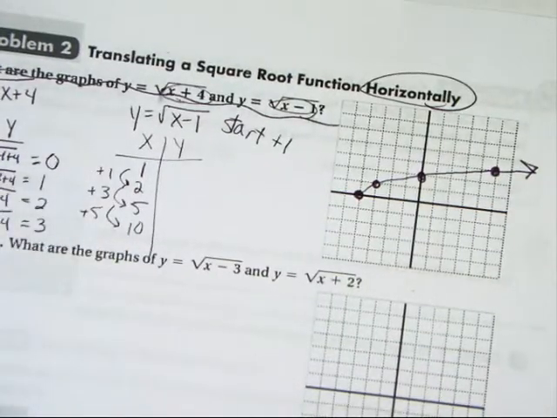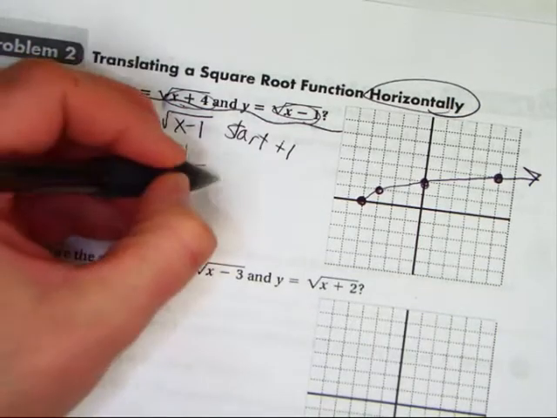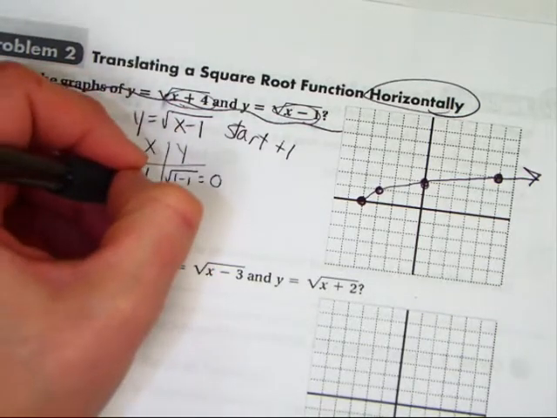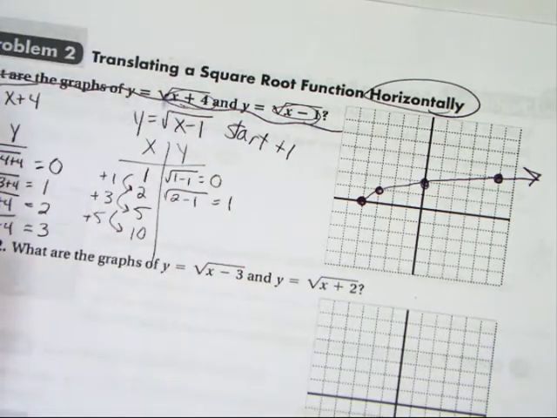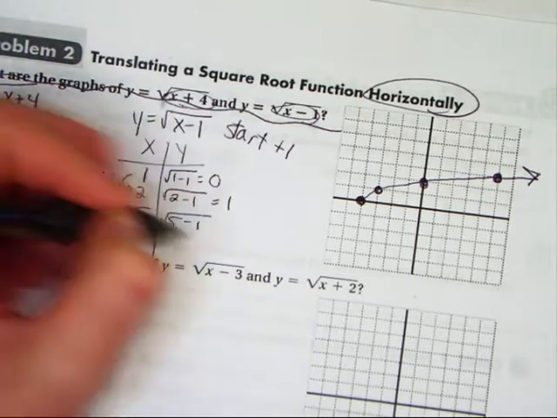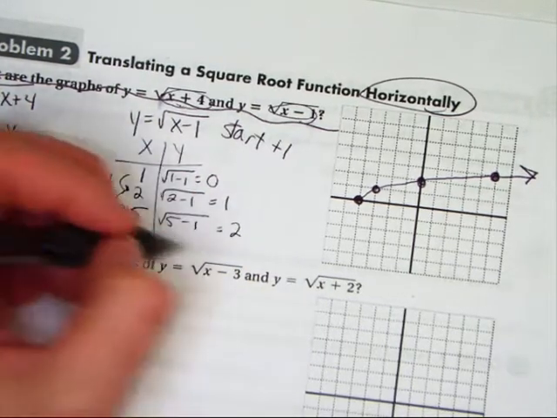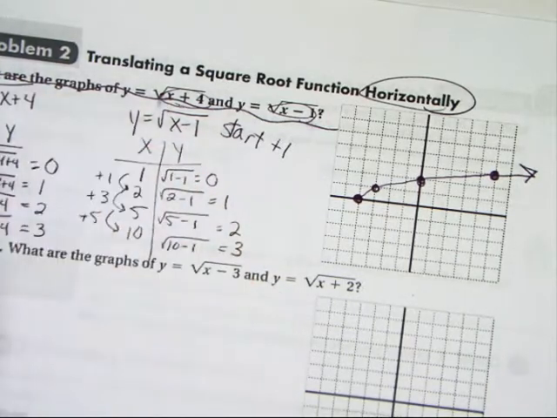1, 2, 5, and 10. So we'll do the square root of 1 minus 1, which is 0, makes 0. Then the square root of 2 minus 1 is 1, square root is 1. Then the square root of 5 minus 1 is 4, square root is 2. Then we do the square root of 10 minus 1 is 9, square root is 3.